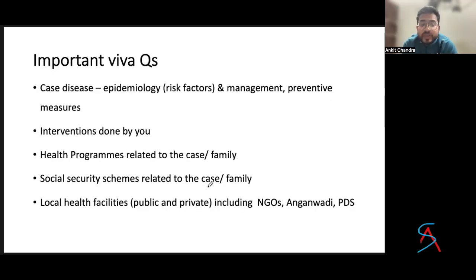Important questions during the viva, which you have to always prepare: have a detailed, thorough reading of the risk factors, the diagnosis, the management, and the preventive and rehabilitative part of the disease. You have to read the full disease of the case in detail. List out the interventions, medical, non-medical, at the family level, at the individual level, at the community level. Read all the health programs and health schemes. Go and know about their local health facilities, private and public, which are nearby that family.